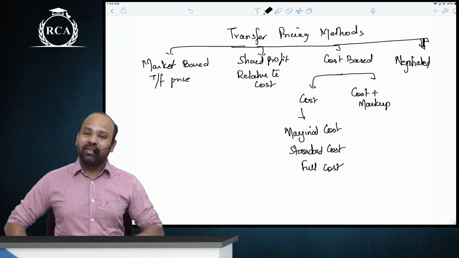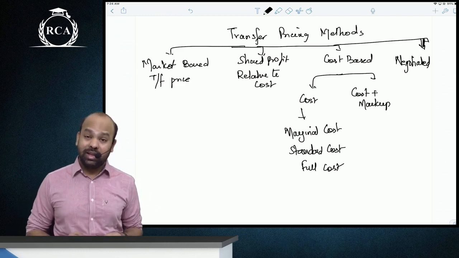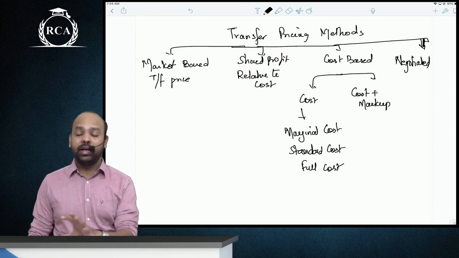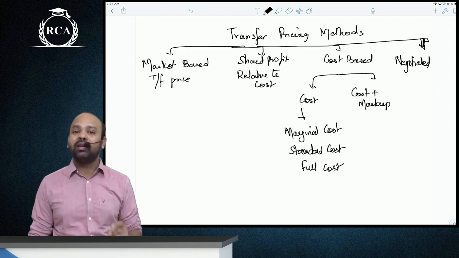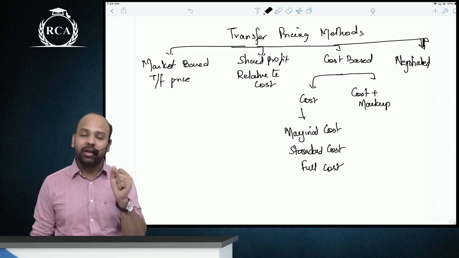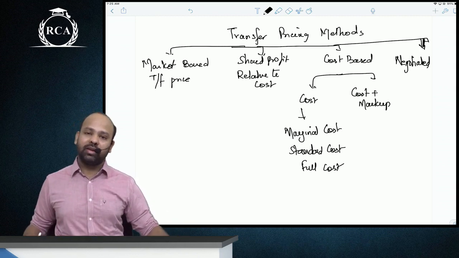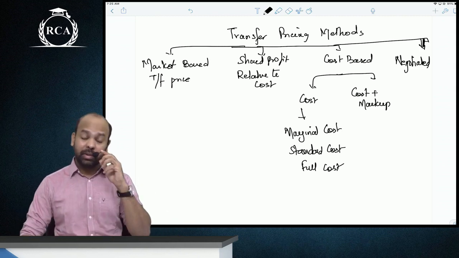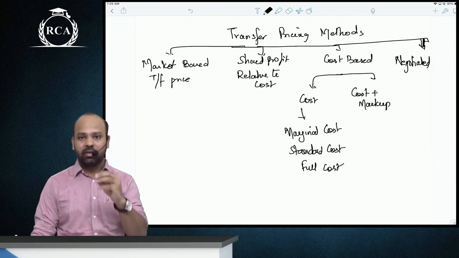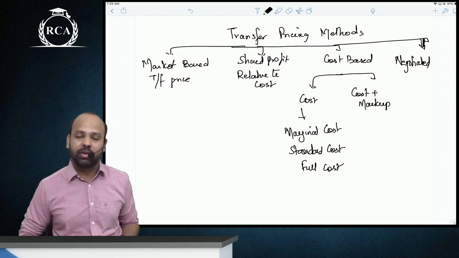The market based transfer pricing method is used when there is a market that exists for the intermediate product. When I'm using this word intermediate product, it is a product that is being transferred by one division to the other division. So when a market exists for the product that is being transferred, we can use the market based transfer pricing method.